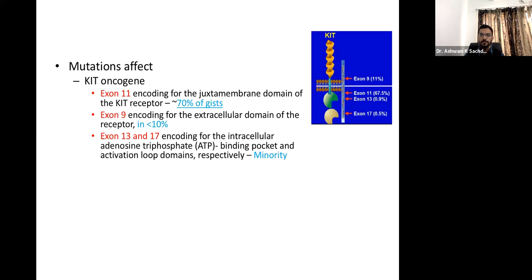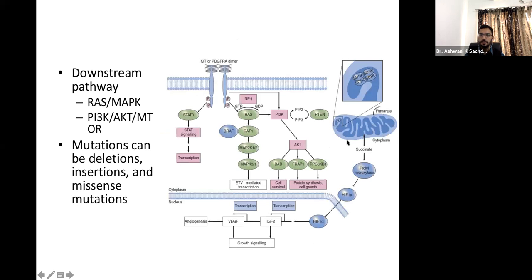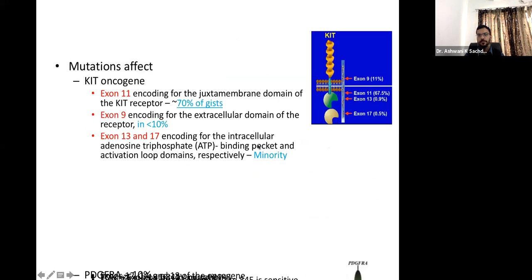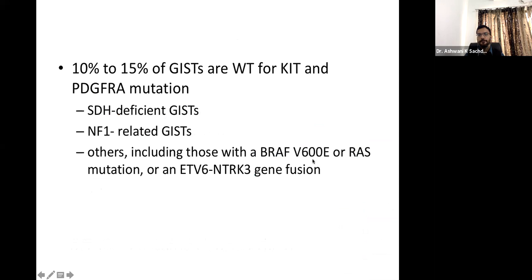Like in this pathway, I told if there is mutation in the RAF BRAF protein, they are associated with GIST which are wild type for KIT and PDGFR. That is, they are more commonly associated with sporadic GISTs.